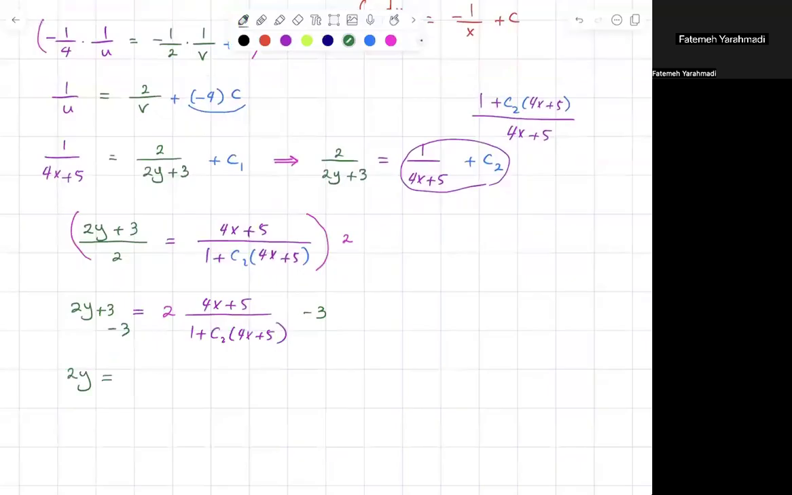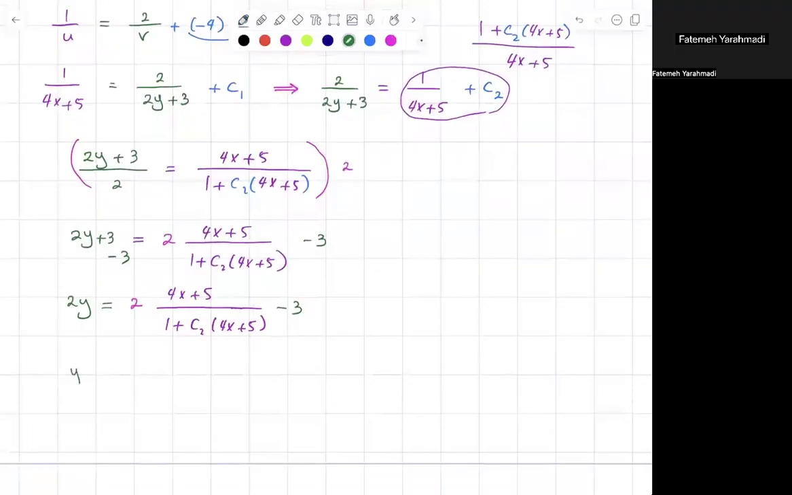So 2y is equal to 2 times (4x plus 5) divided by (1 plus c2 times (4x plus 5)), minus 3, and then divide everything by 2, so you can isolate your y on one side. Y is equal to, when you divide by 2, you can get rid of this 2 as well. So 2 divided by 2. So here you get on the right-hand side (4x plus 5) divided by (1 plus c2 times (4x plus 5)) minus 3 halves.